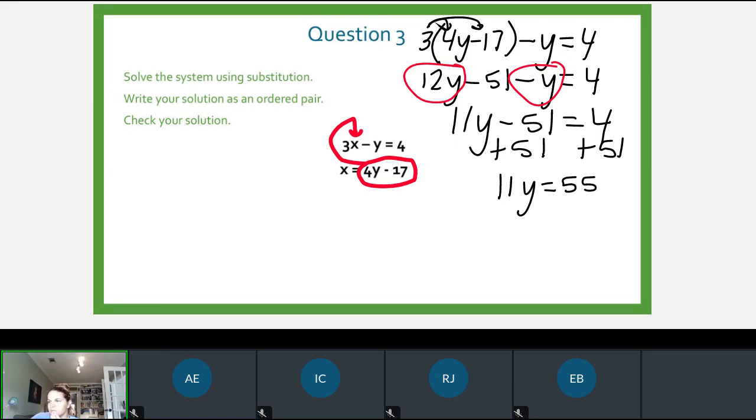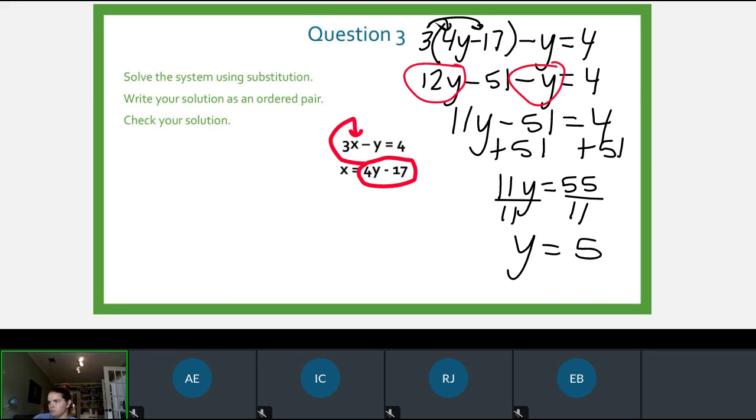Good, Richard. You're right. That's exactly right. We're going to divide everything by 11. Very good. Good, Jonathan. Yep, good, Angel. Good, Antoine. So y equals 5. Questions about how I got to y equals 5? Okay, Anna, what's your question?